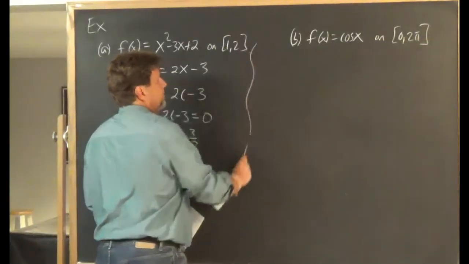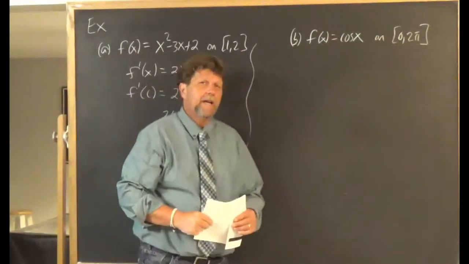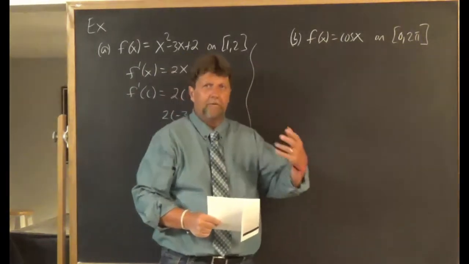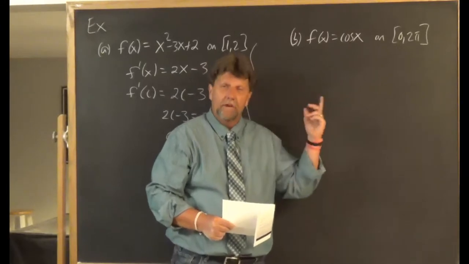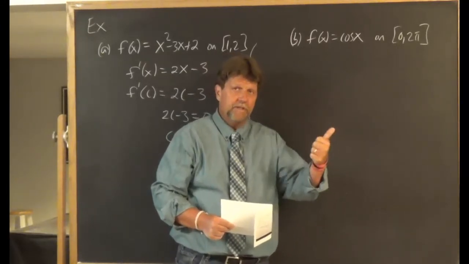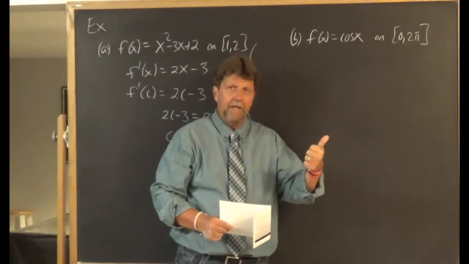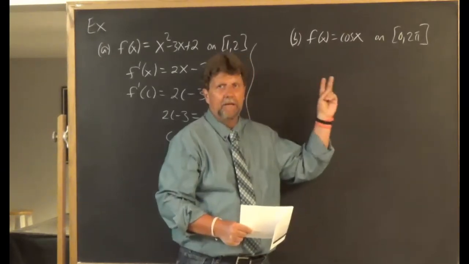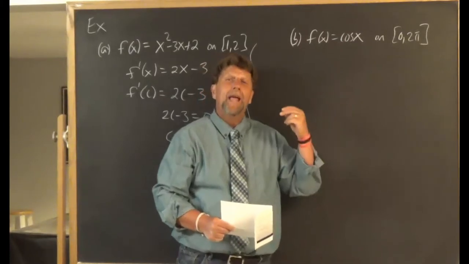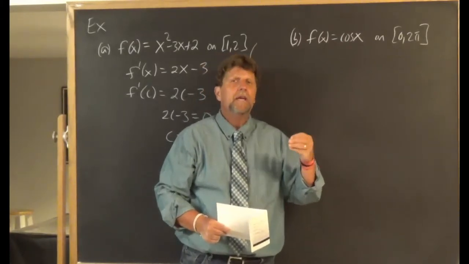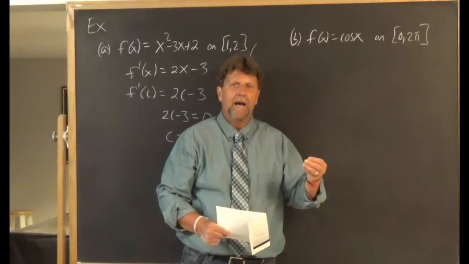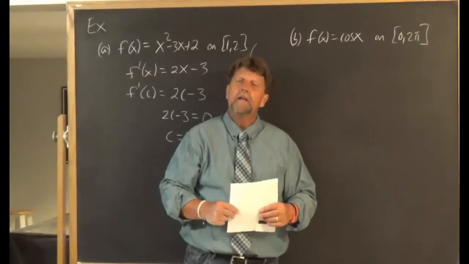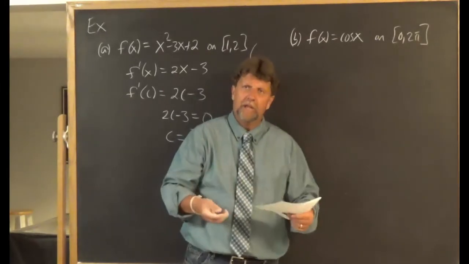Part B. The function is cosine x on the interval 0 to 2 pi. So the conditions, the preamble of Rolle's theorem, if you will: cosine x is continuous on the closed interval [a, b]. It is differentiable on the open interval (a, b), 0 to 2 pi. And f of 0 equals f of 2 pi. f of 0 is 1, f of 2 pi is also 1. So now we can do part 2, apply Rolle's theorem.